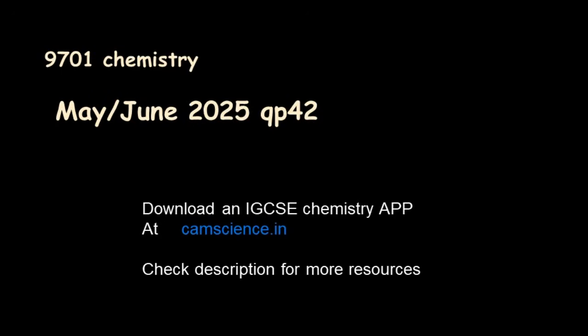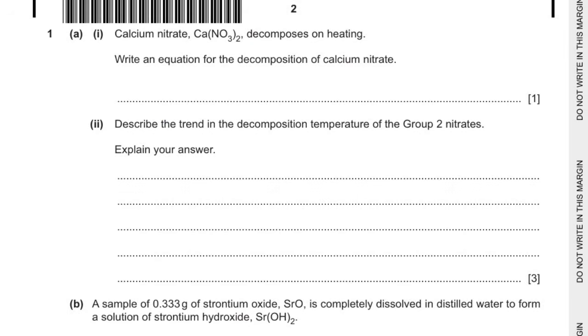In this video, we are going to discuss the question paper 4-2 of 9701 Chemistry, the examination series May-June 2025. Now here is question 1, but before we start with question 1, let me explain one point here.